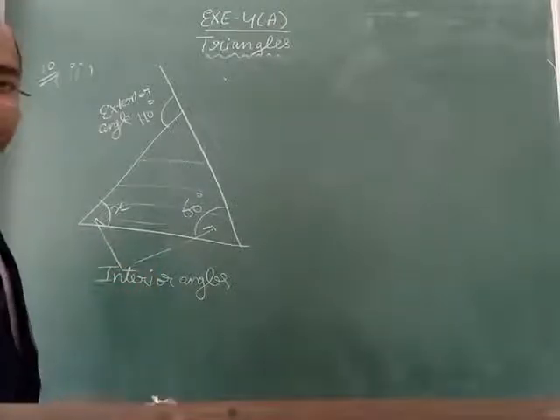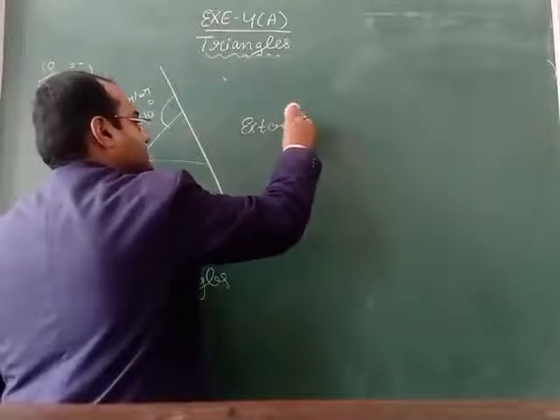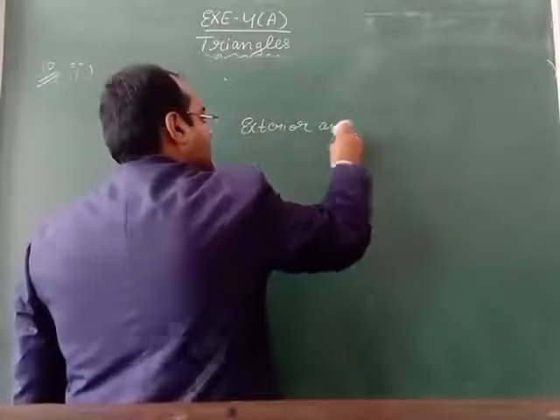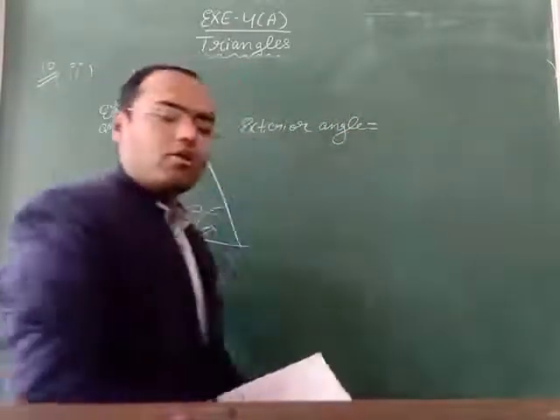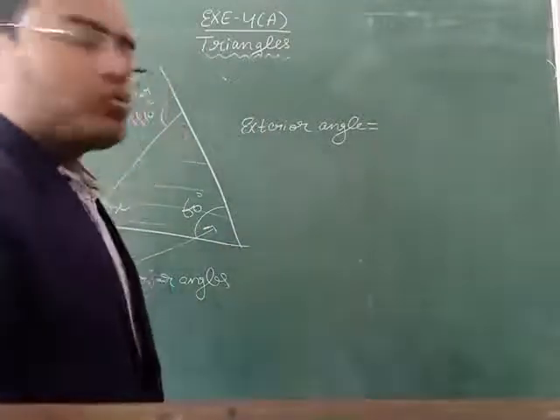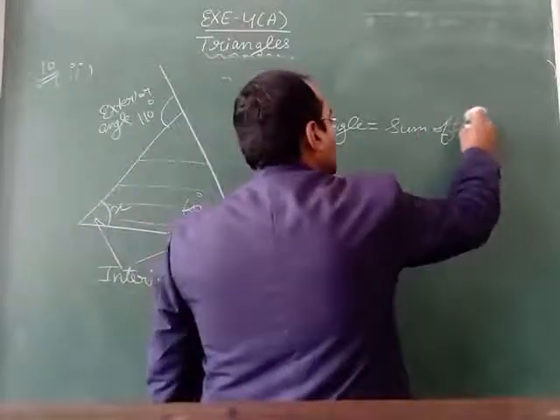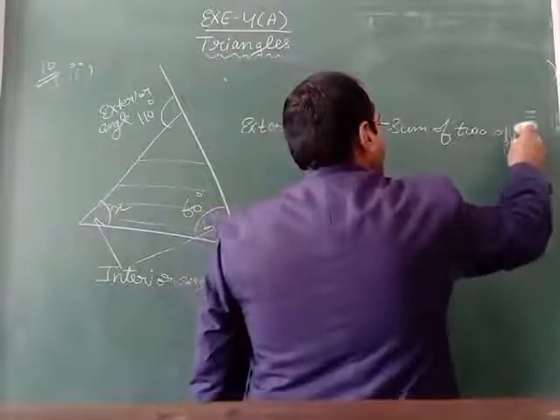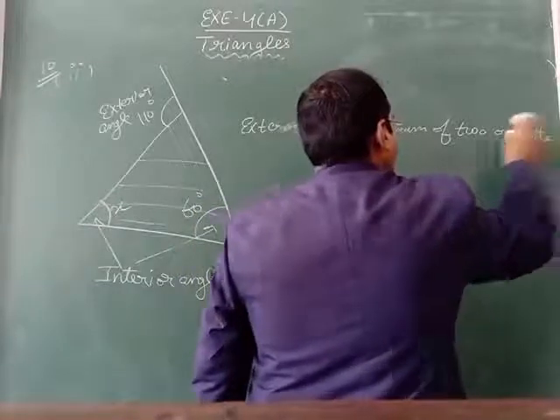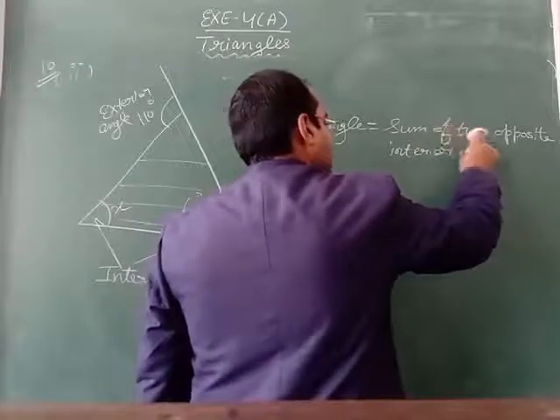Now here we have to use that same property. Exterior angle of a triangle is equal to the sum of two opposite interior angles.